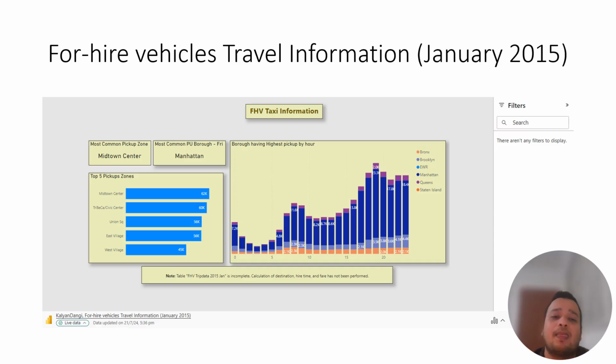Our findings show that Midtown Center had the highest number of pickups, at 62,069, which is 38.13% higher than West Village, the zone with the lowest number of pickups at 44,935. Midtown Center accounted for 22.18% of the total pickups across the top 5 zones. The number of pickups ranged from 44,935 to 62,069. Manhattan was the most common pickup borough on Fridays.